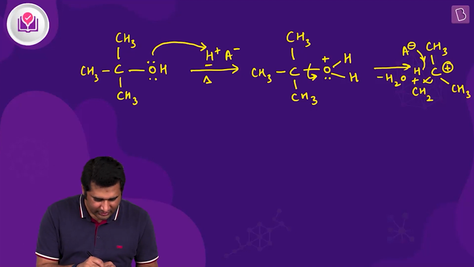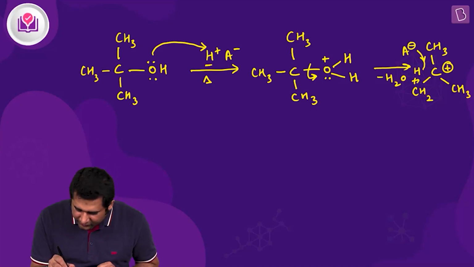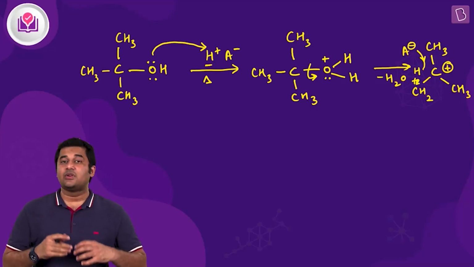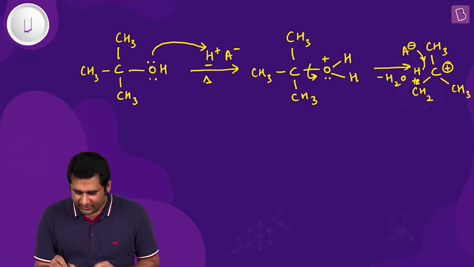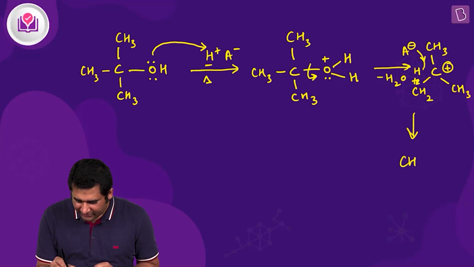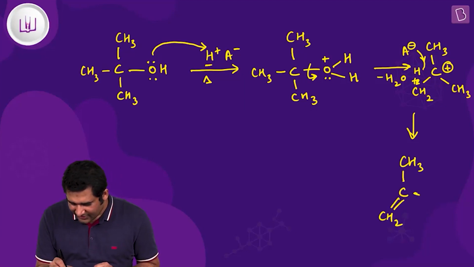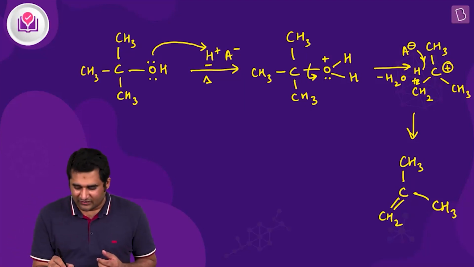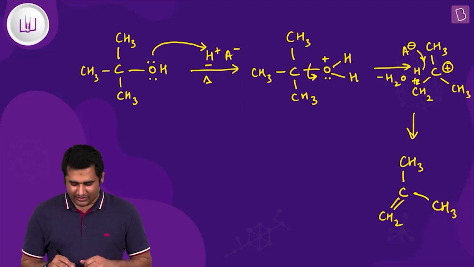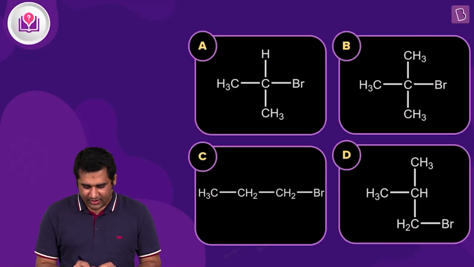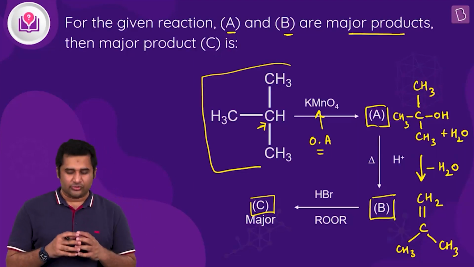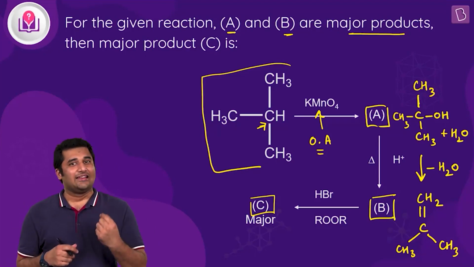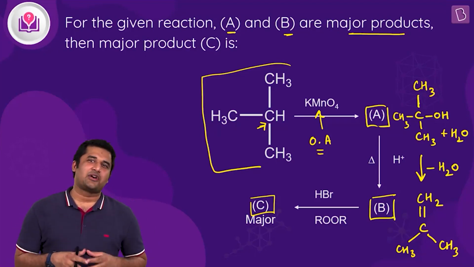Not this one, sorry. Let me correct this. Yes, it will lead to breakdown of this bond such that the electrons shift to form the double bond. Clear? So therefore what we will get is CH3C double bond CH2 and CH3, and HA will get generated again. Clear? So this is how the product is formed in this particular case. So now we know B is nothing but an alkene, that is an unsaturated hydrocarbon.